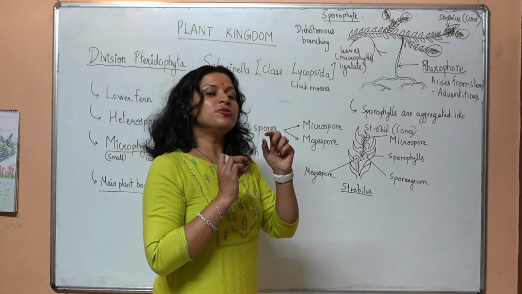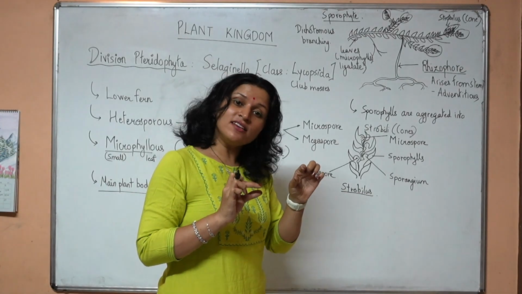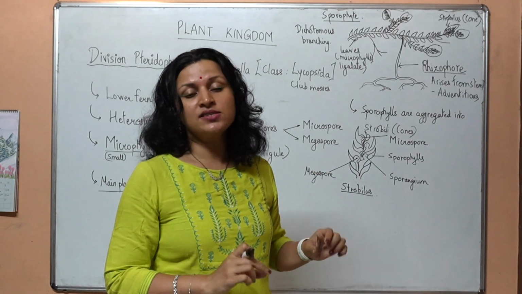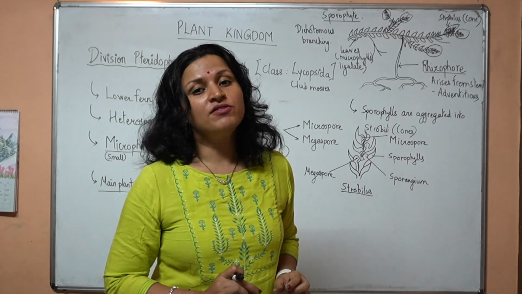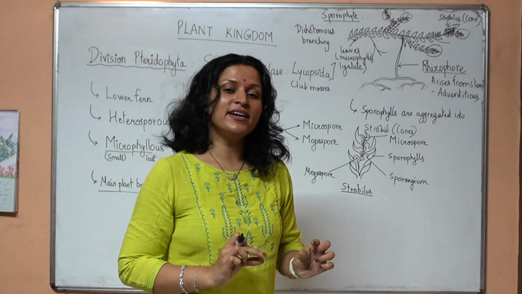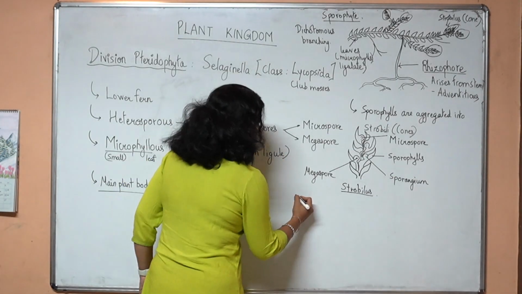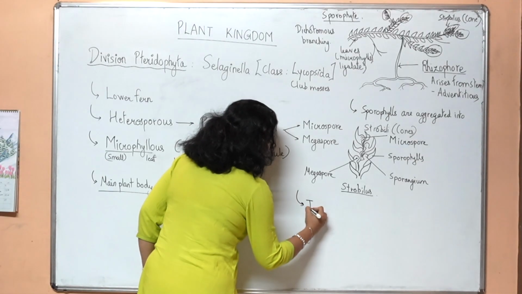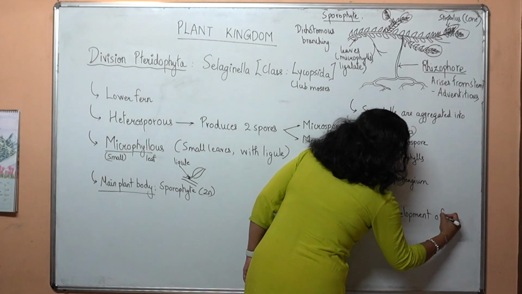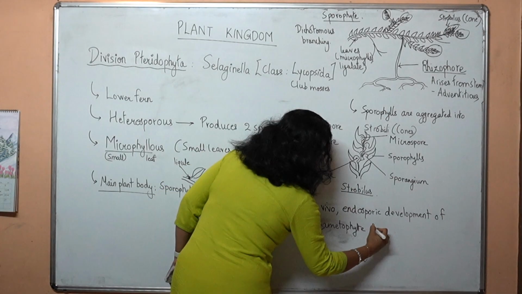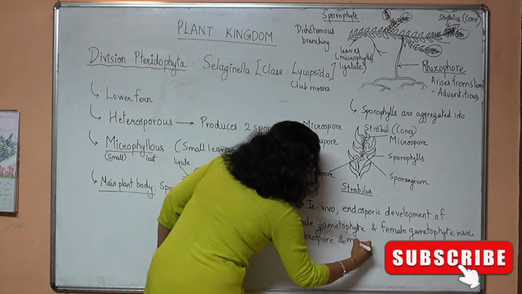The spores are going to be retained and will germinate in vivo into prothalli, inside the spore wall itself. Inside the spore wall itself, the development of the male thalli and the female thalli will take place while it is being retained inside the sporophyte. It has not even liberated them into the air. So what do we write is that there is an in vivo endosporic development of male gametophyte and female gametophyte inside microspore and megaspore respectively.